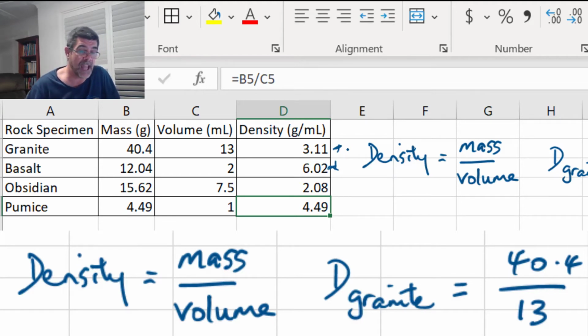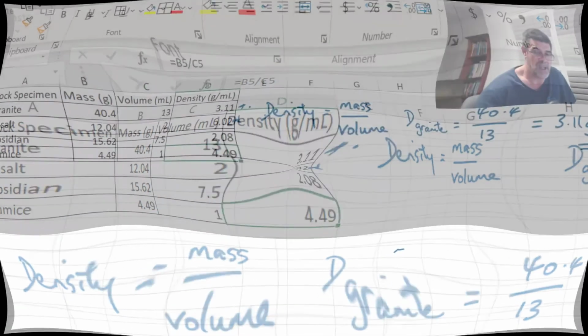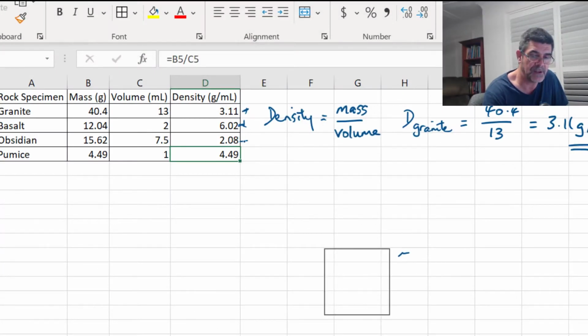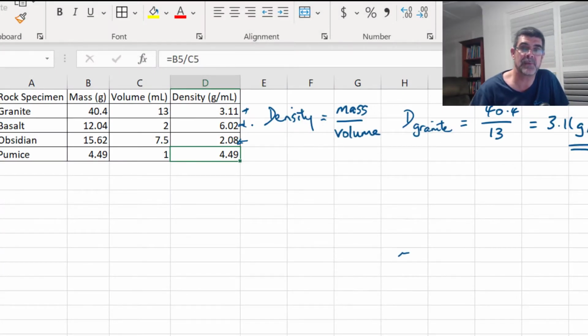However, having said that, you can see that there is a difference between granite and basalt, and that is one of the things that we did want to have a bit of a look at. The obsidian is probably closer to the value I would expect for obsidian, probably around 2.5. The interesting thing about obsidian and pumice is these are amorphous.